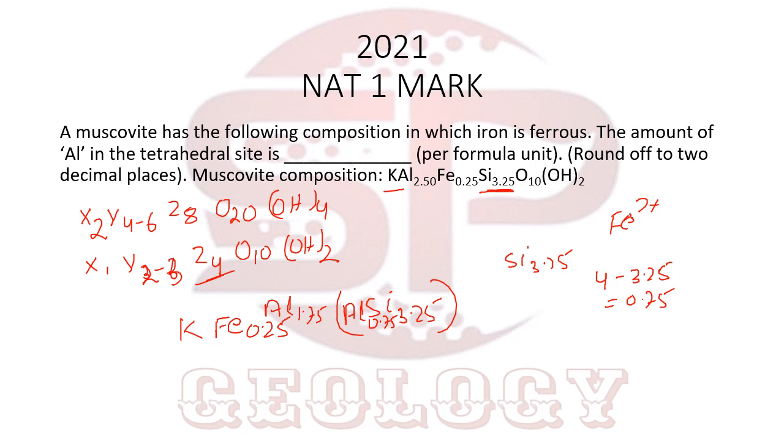So this will add up to 3, and this will be 1, this will be 2, and here it will be 4. So to satisfy the formula, the Al 0.75 part will be in the tetrahedral site and the 1.75 part will be in the octahedral site.